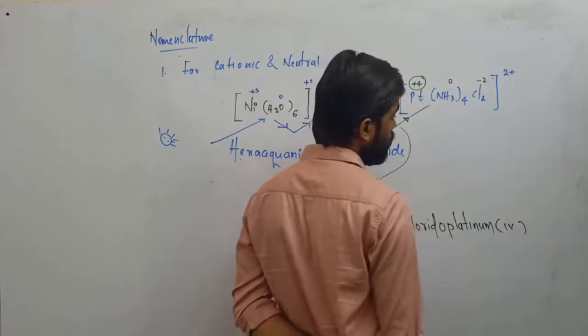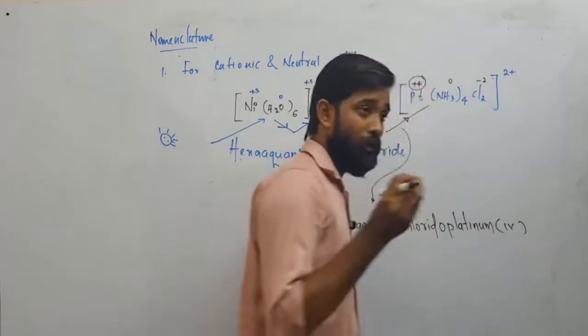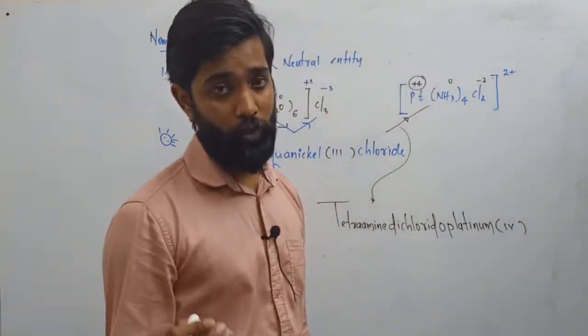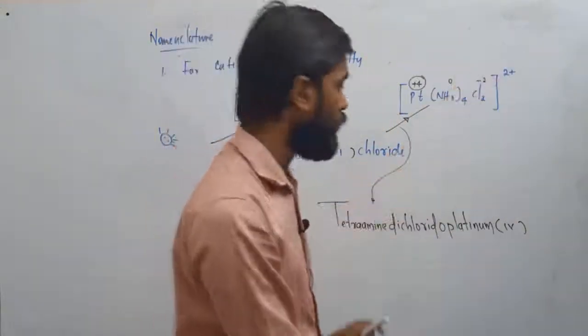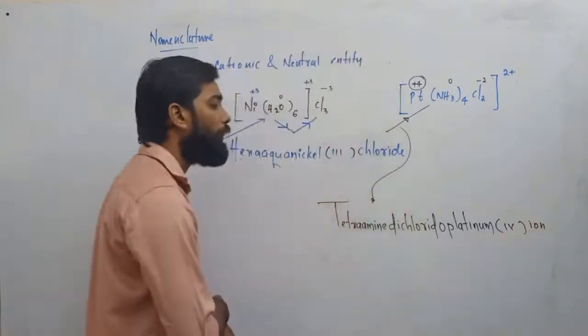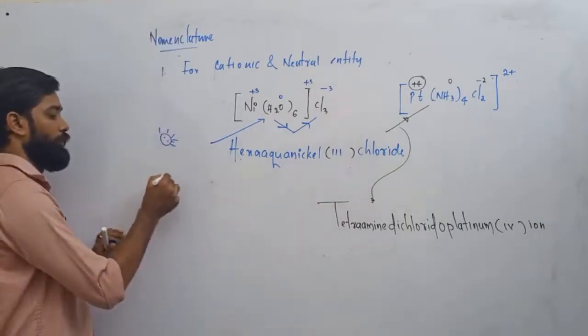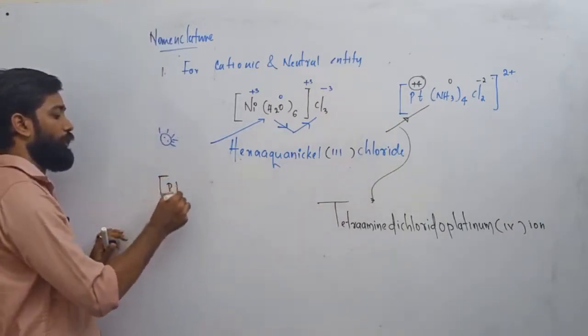So platinum plus 4. And the whole is an ion, right? Whatever it may be, say monatomic ion, polyatomic ion, whatever it may be, it is a complex ion. This category is an ion. Okay, so you simply add ion on the terminal. Ready? Fine. Now, how can you name a neutral entity?